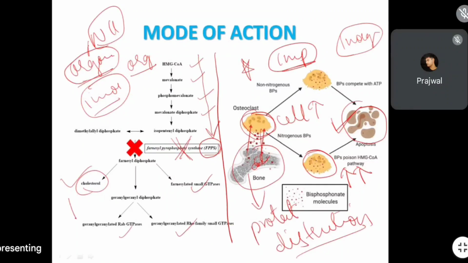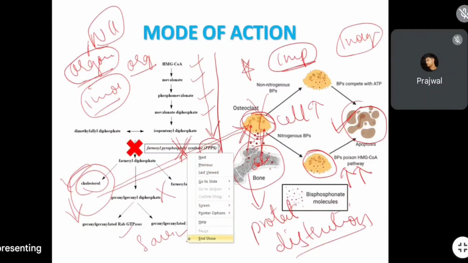When this mechanism stops, what will happen? Actually, cholesterol and all these mechanisms are useful for osteoclast activity. When this enzyme is inhibited, cholesterol and all these mechanisms decrease, and obviously osteoclast activity also decreases, and through that we can save the bone, or we can decrease osteoporosis. Osteoporosis can be decreased through this mevalonate pathway.